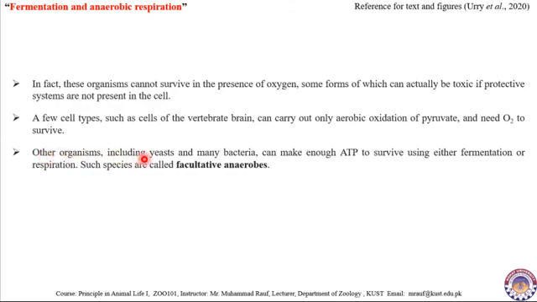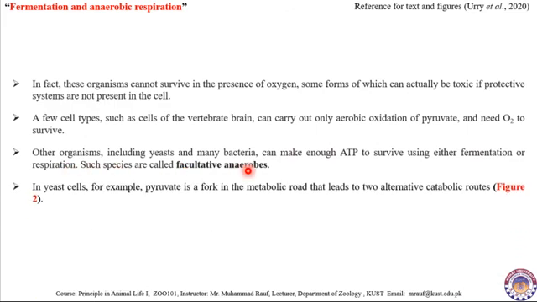Other organisms, including yeast and many bacteria, can make enough ATP to survive using either fermentation or respiration. Such species are called facultative anaerobes. In yeast cells, for example, pyruvate is a fork in the metabolic road. It's a fork, meaning when pyruvate is produced, there are two routes to enter.